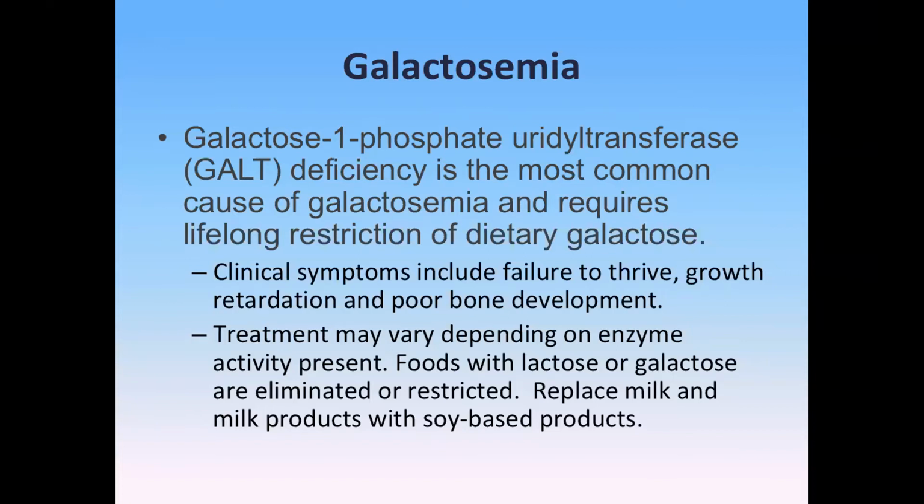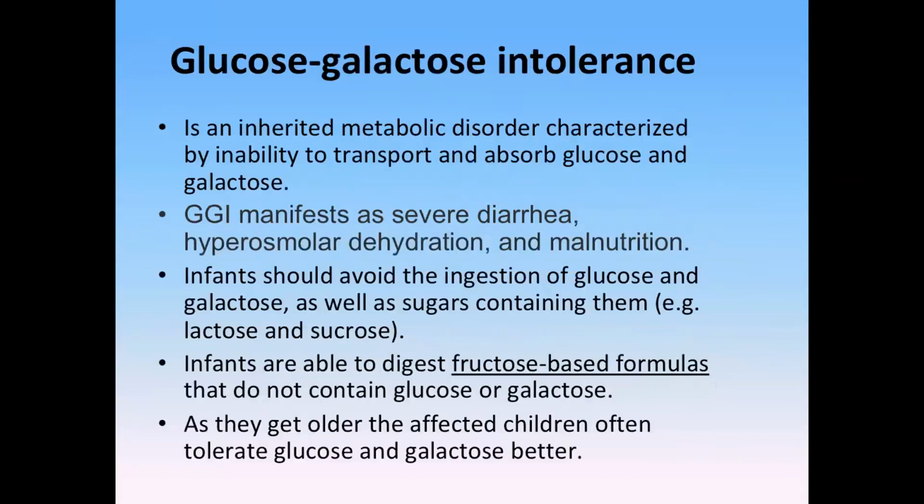The clinical symptoms usually include failure to thrive, growth retardation, and poor bone development. The treatment, of course, may vary depending on the enzyme activity present, but foods with lactose or galactose are usually eliminated, or somehow restricted. Replacing milk and milk products with soy-based products is also very important. And these patients usually have a special formula that is given by the metabolic dietitian and by the doctor, and they are always followed up to check their blood levels in case they are having any toxicity.